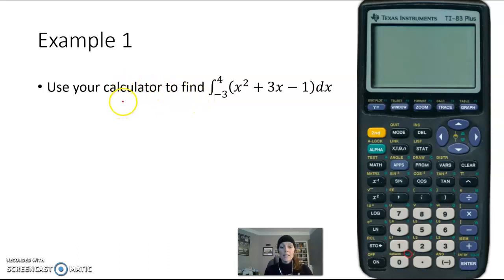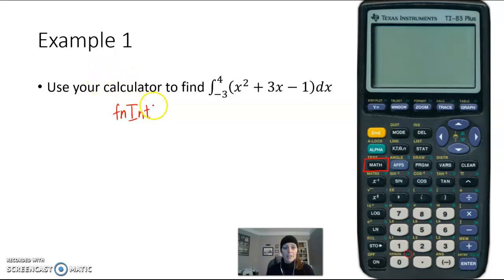So the function that we're using on our calculator, it looks like this. It's called FNINT. So it's calculating the integral of a function, and you're going to find it in the math menu here on your calculator. So that's the very first button that you push. If you have a TI, you push math, and that's going to bring up a whole menu of operations that you can do to a function. You're going to scroll down to option 9, which says FNINT.